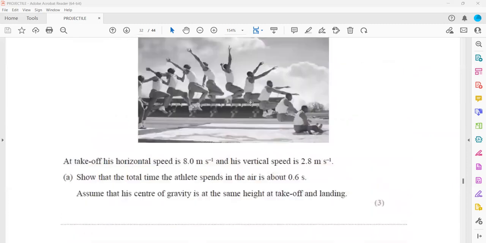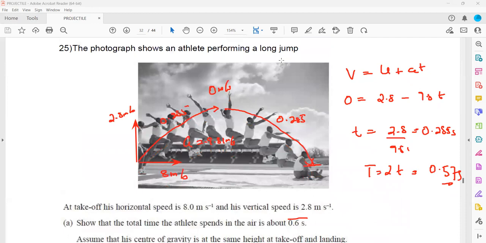Calculate the horizontal distance. As we already worked out the total time, we need the range. We need the horizontal distance. So we have the horizontal speed. We need the distance here. So distance is speed multiplied by time. The horizontal speed is 8 and the total time of the flight is 0.57. So when we multiply, this will give us the distance, or we also call that horizontal distance, as range. So this is about 4.6 meters.